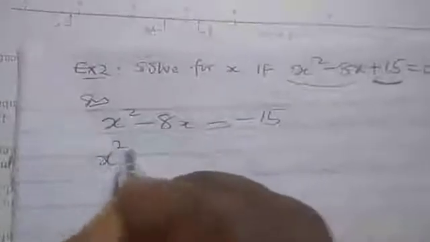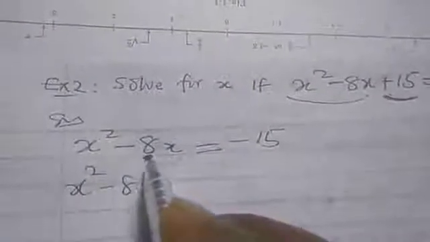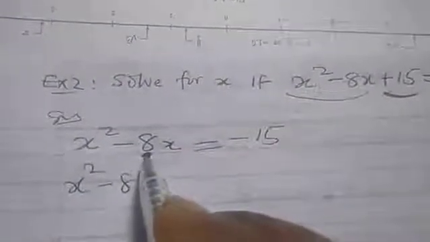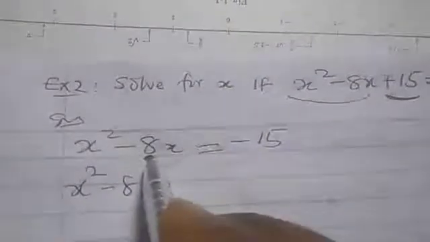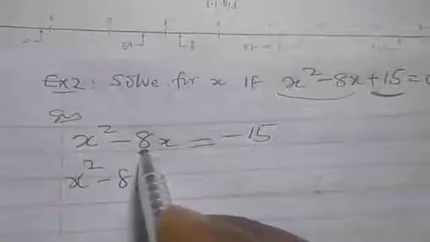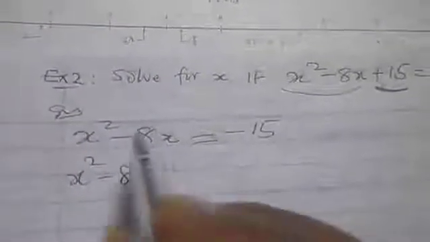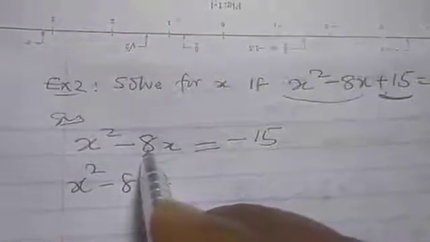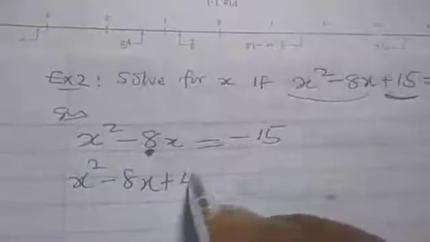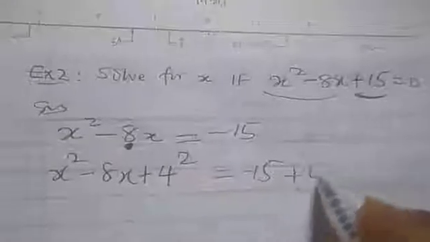Now, we need to complete the square of this side. How do you complete it? I said you will consider this 8, the coefficient of x. Whatever the coefficient of x is, you consider it. You look for half of that, half of 8. Half of 8 is 4. Then you add 4 squared to both sides. So you add 4 square.